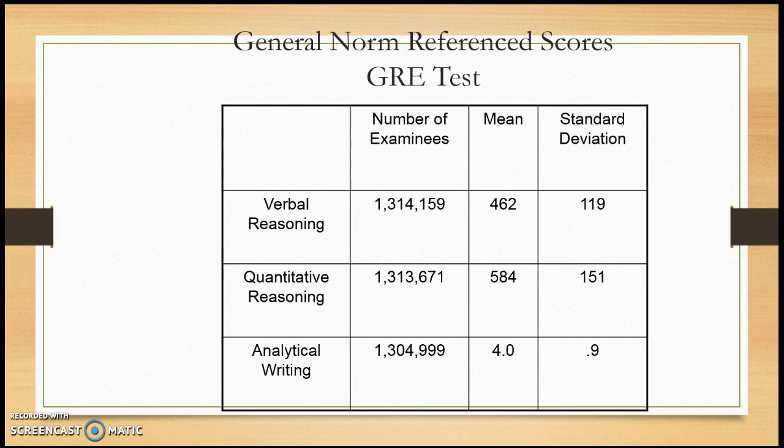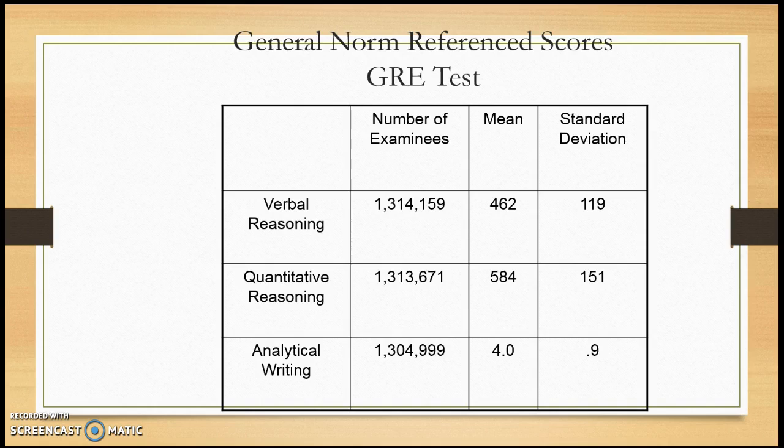Here it is again. Here's a general norm-referenced test, the GRE. Some of you might have taken it before. But as you can see, this is a great test. Look how many people have taken it. 1.3 million people. This is a great test. If you look at some of the exam manuals for some of the tests you might be given, you might be kind of alarmed to see that it hasn't been given to many people.